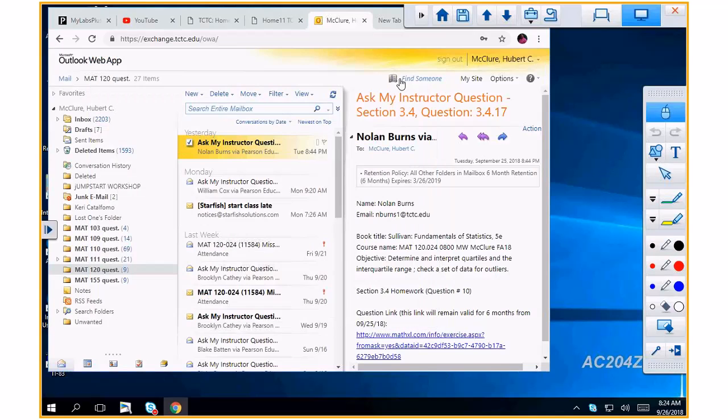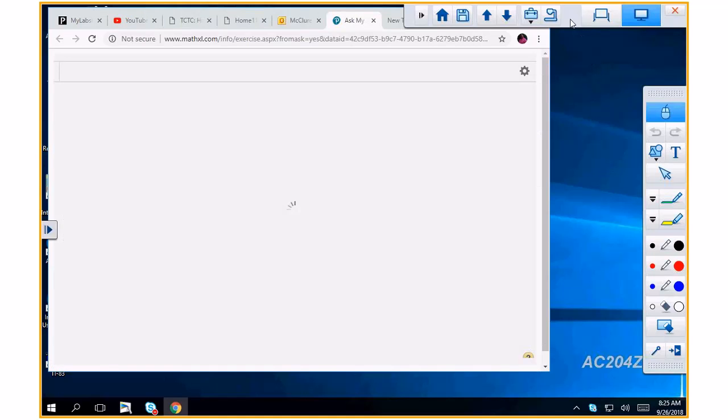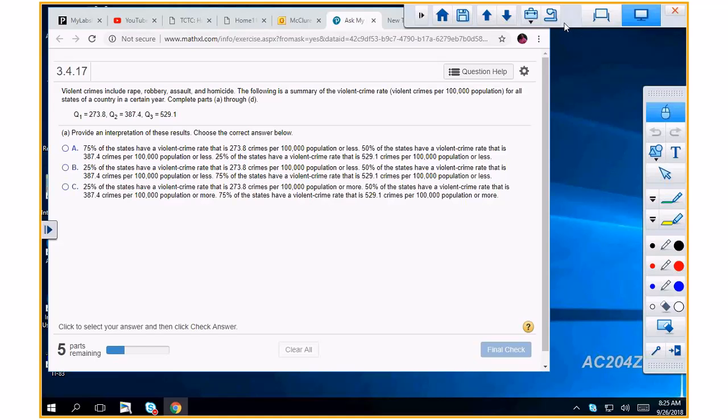And we will start pulling up this one. This is 3.4 17/10. We'll look at the question and I'll tell you if it's a test question or not. No, it's not a test question, but they want you to find the interquartile range. I believe that's what they're asking.